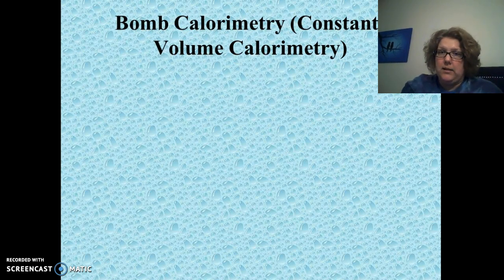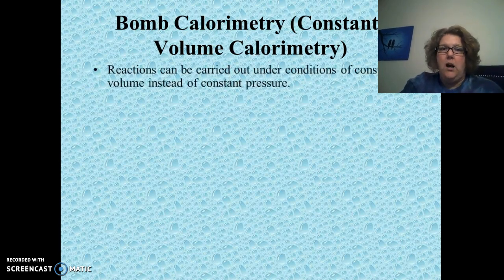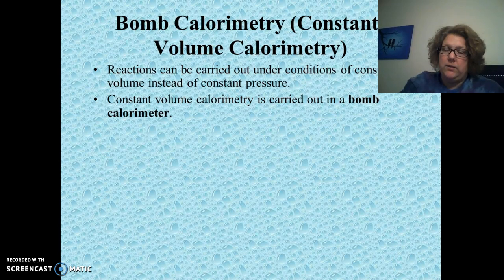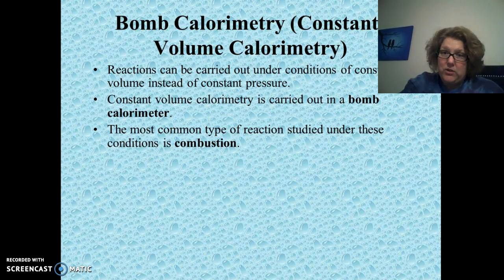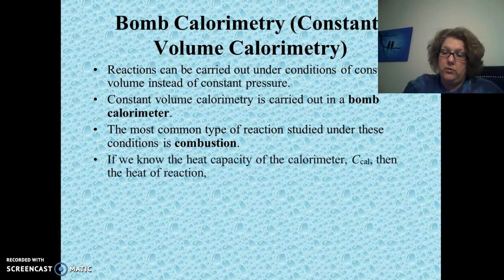Okay, now this is the last type. This is bomb calorimetry or constant volume calorimetry. Here we have the reaction carried out under constant volume instead of constant pressure. To do that, you need a piece of equipment that we don't have, and it's called a bomb calorimeter. The most common type of reaction to use for bomb calorimetry is fire, combustion reactions. To do these, we'll have to know the heat capacity of the calorimeter. So C is heat capacity, and then they write cal after it for the heat capacity of the bomb calorimeter. And then the heat of reaction.